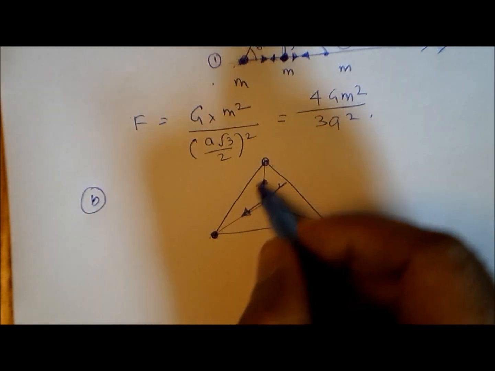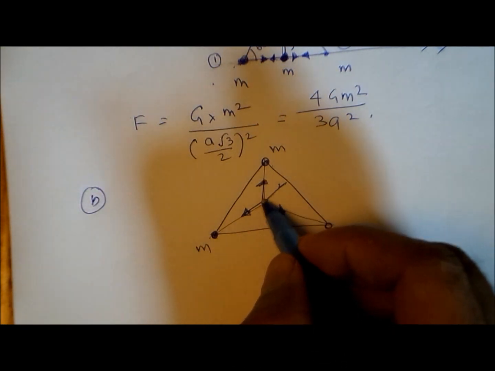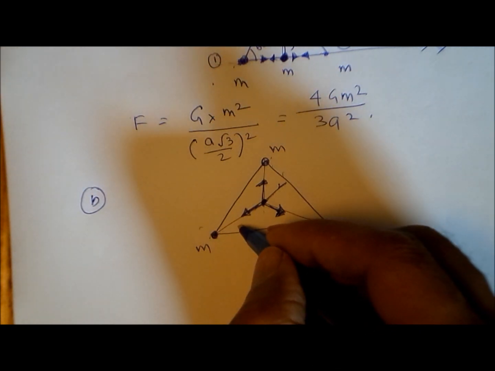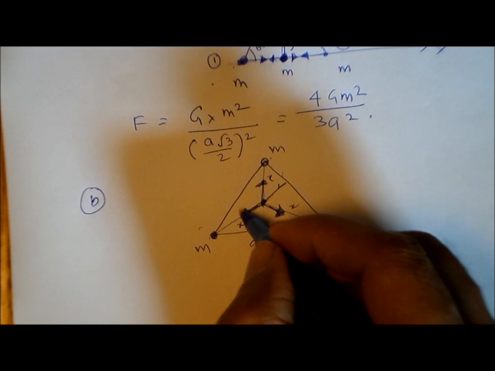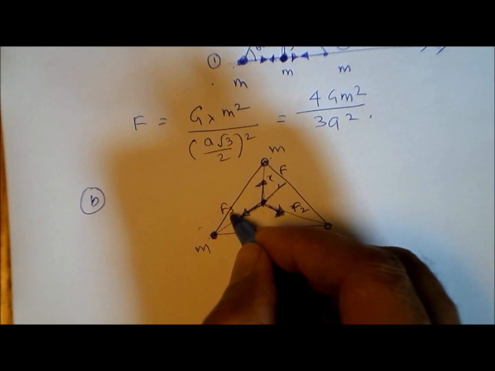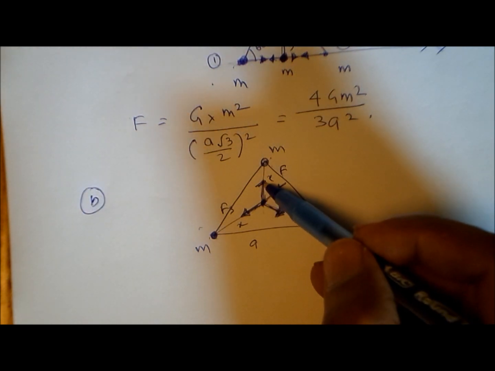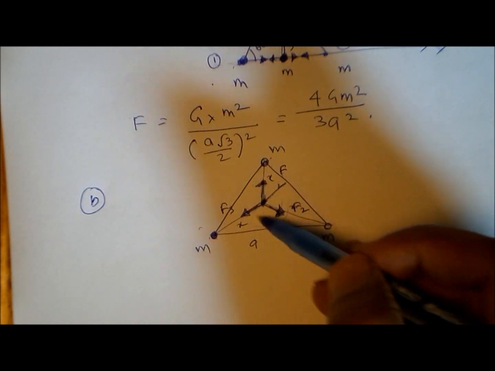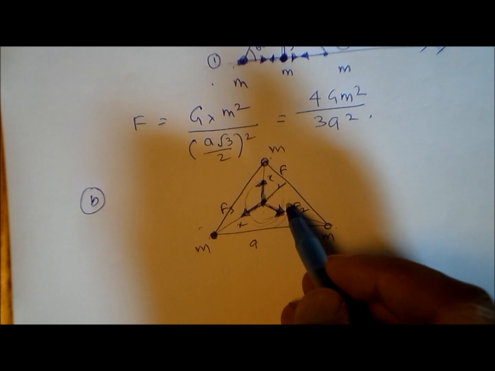Since these masses are the same, and if the masses were different the forces would have different magnitudes, but the masses are the same and the distances are the same, the forces F1, F2 and F3 are going to be exactly the same. In this kind of system, the net force is going to be 0 because of the symmetry.